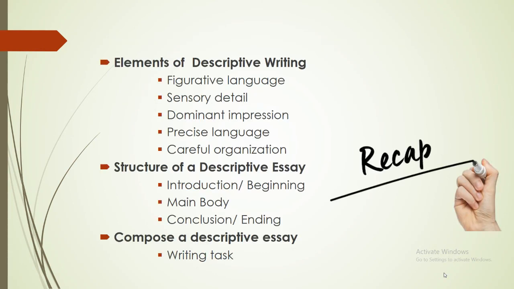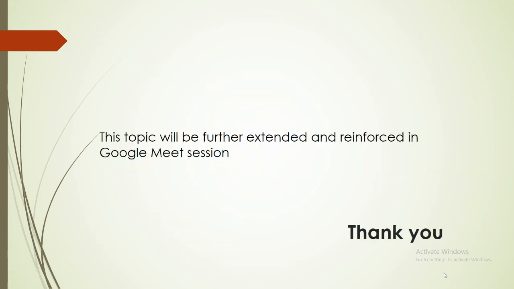Let's recap what we have studied today. Elements of descriptive writing: figurative language, sensory detail, dominant impression, precise language, and careful organization of thoughts. The second part was the structure of a descriptive essay, in which we have studied introduction or beginning, main body, conclusion or ending.